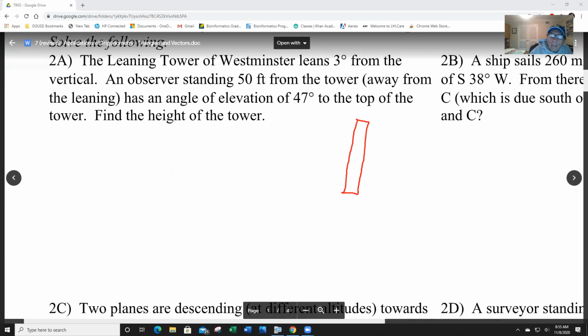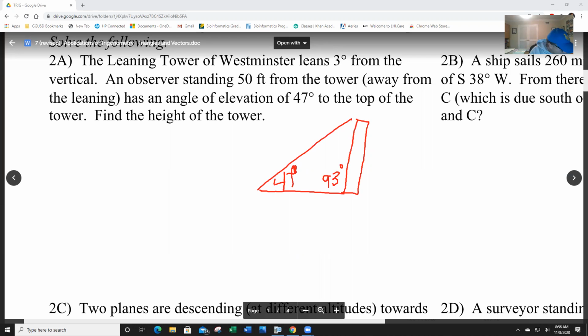So I'm going to make me this. There we go. This is 93 degrees because it's leaning 3 degrees from vertical, which is 90. All right, fine. And they said the angle of elevation was 47 degrees. That's right there, 47 degrees. Awesome. Okay.